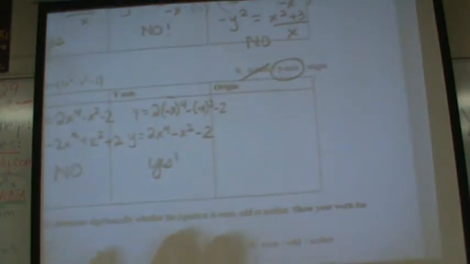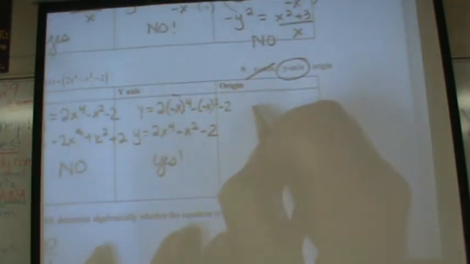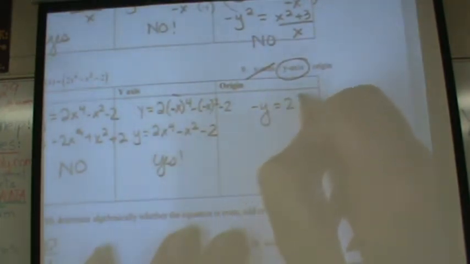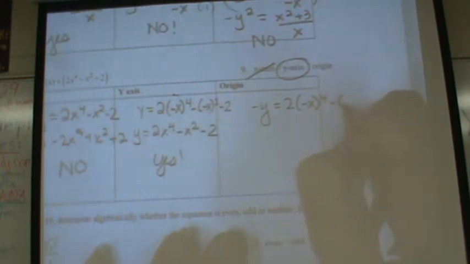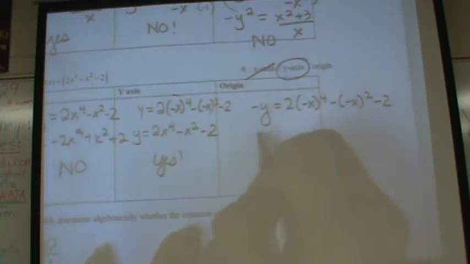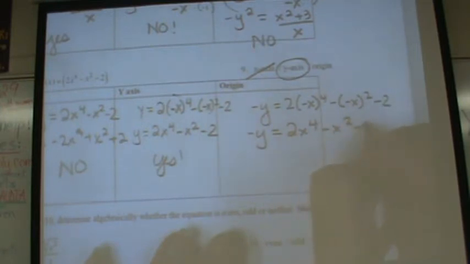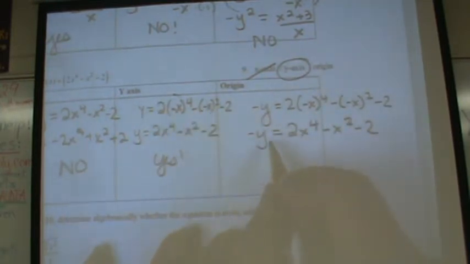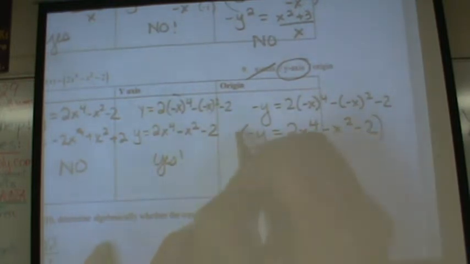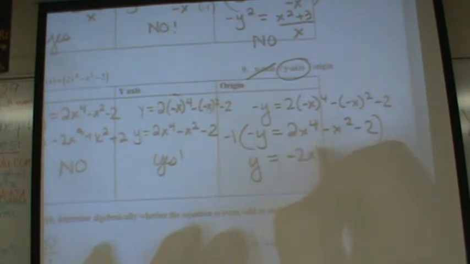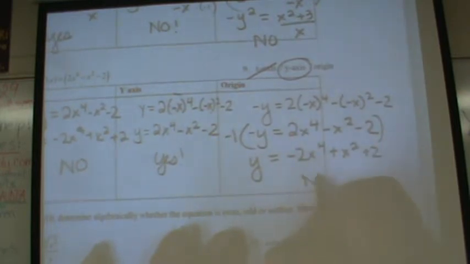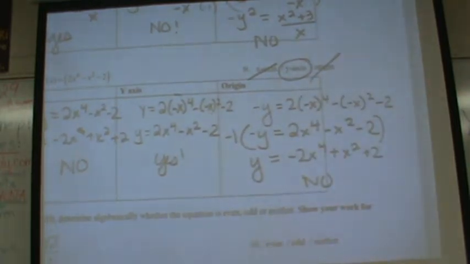The origin will not work, because you'll have negative y equals 2 negative x to the fourth minus negative x squared minus 2. So these two will go positive, but we're not back to its original. If you multiplied everything by -1, you would get y here, but these would become negative, opposite, negative 2x to the fourth, and then plus x squared and plus 2. So this does not work. It's not symmetrical to the origin.